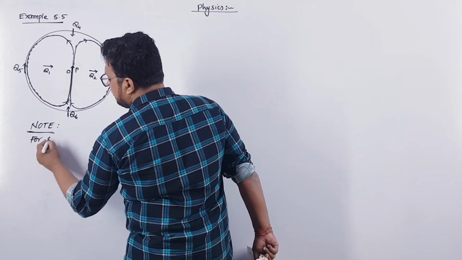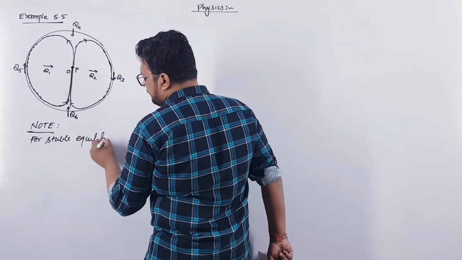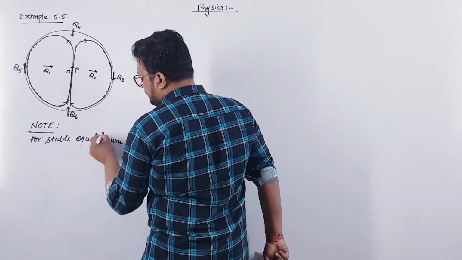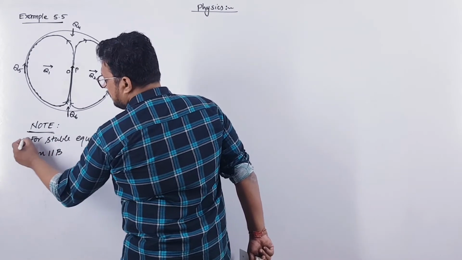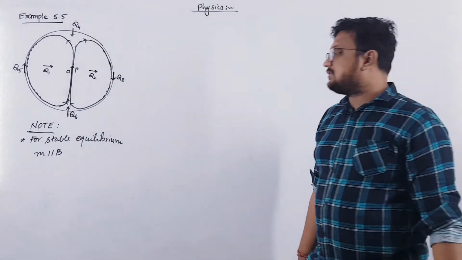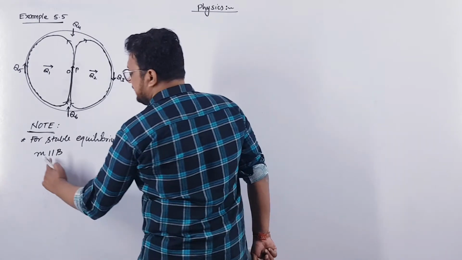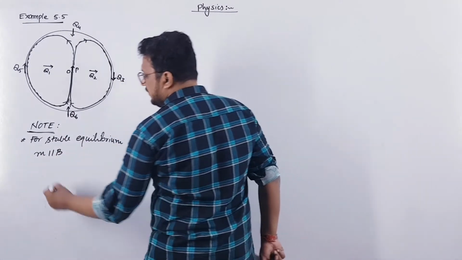For stable equilibrium, M must be parallel to B. Our first note is for stable equilibrium, M must be parallel to B. That is, the magnetic dipole moment must be parallel to the magnetic field.